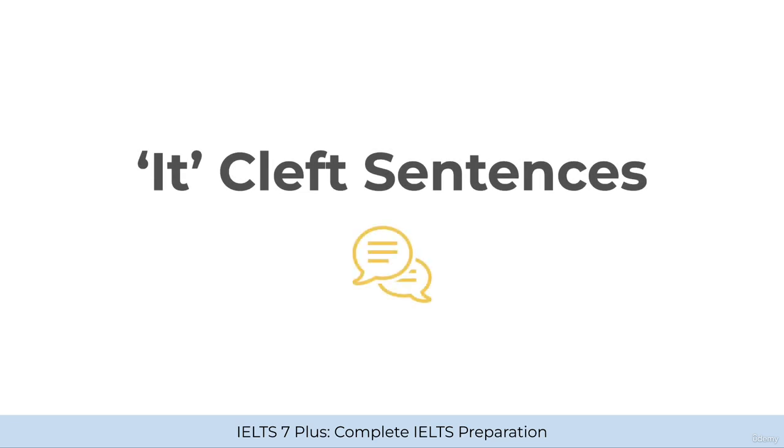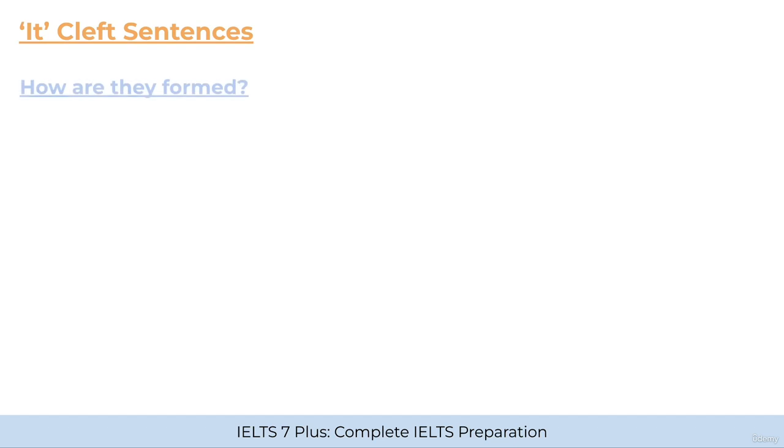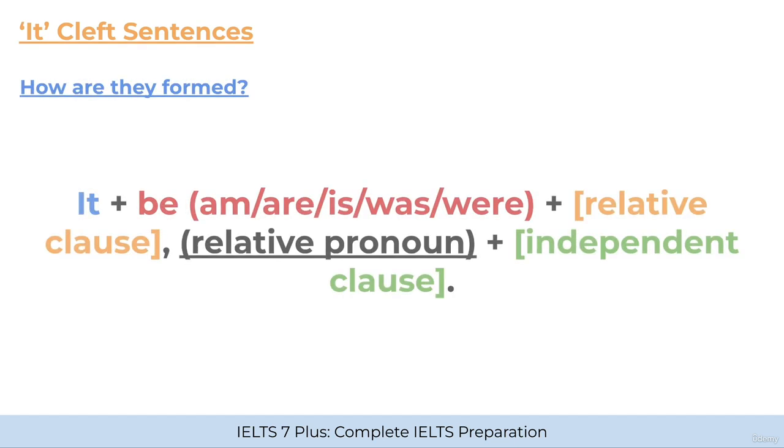Okay, so let's start by looking at the most common type of cleft sentence, it cleft sentences. So how are they formed? If you like a formula, here we go. So we can have it plus be in our various different forms, plus our relative clause, then plus our relative pronoun, then our independent clause.